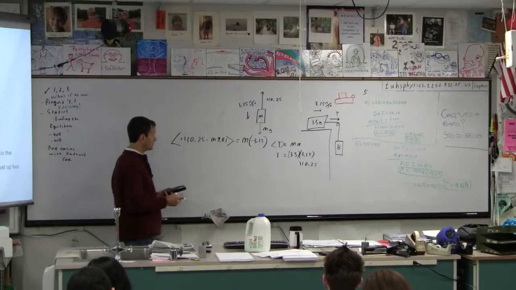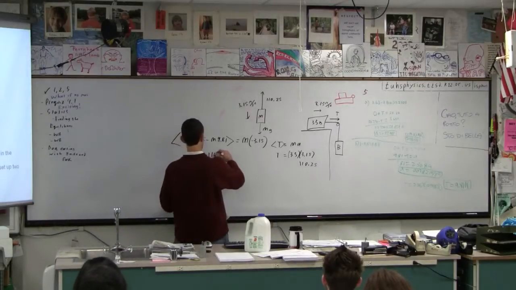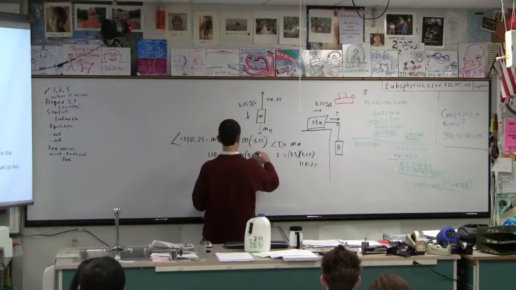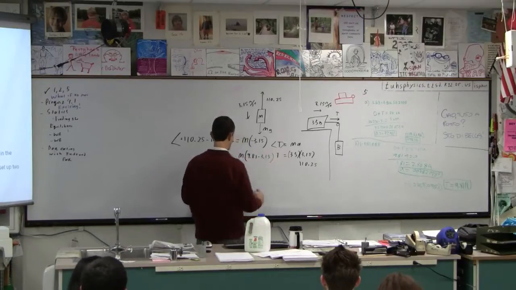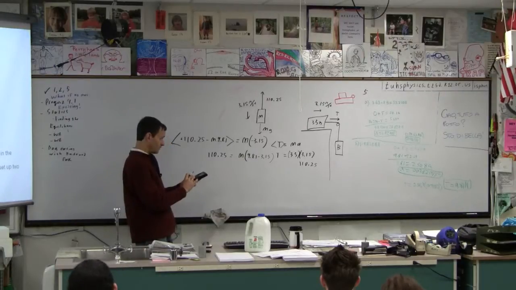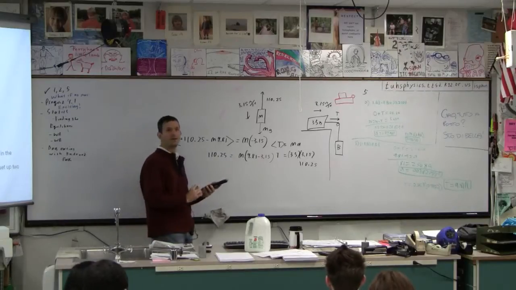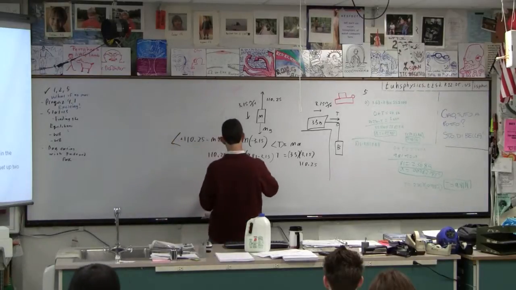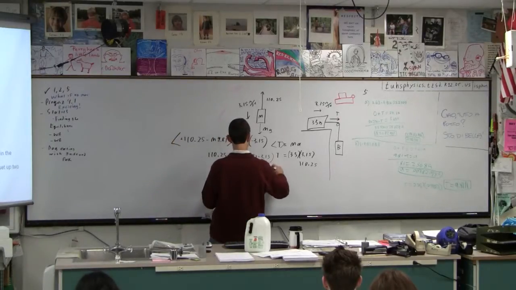So what are we going to do? I guess we're going to do 110.25 equals m times 9.81 minus 3.15. So 110.25 divided by 9.81 minus 3.15. 16.55. Is that the right answer? It's always good to get the right answer, right? So the answer M is 16.55 kilograms.